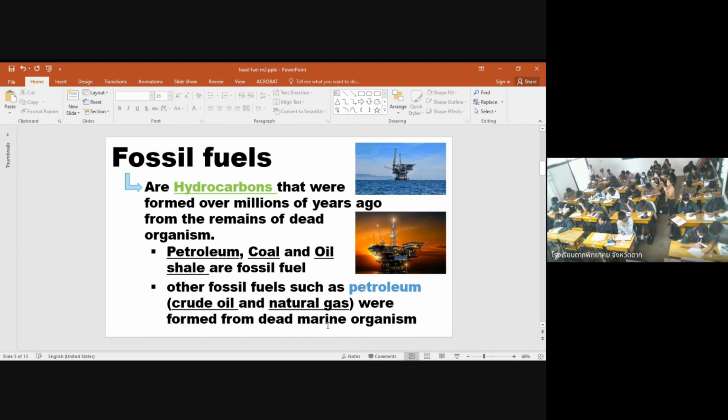Petroleum is formed from dead marine organisms, so it means it's underwater. As you can see in these two example pictures, they are the ones who produce your fuels. Where did they get the fuel? From dead marine organisms. So they are the ones responsible for taking the fuels.